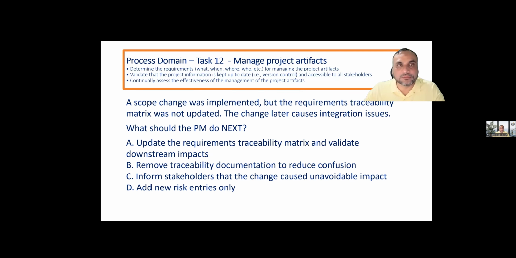Very good. Next, a scope change was implemented, but the requirements traceability matrix was not updated. Again, the problem is the requirements traceability matrix was not updated, which means there will be different versions, which means the configuration management system is not working. The change later caused integration issues, surely because the requirements traceability matrix shows dependencies between the requirements. If you change this, what will be the next one? So what should the PM do next? Update the requirements traceability matrix and validate downstream impacts. Remove documentation, inform stakeholders that the change caused unavoidable impact, add new risk entries only.